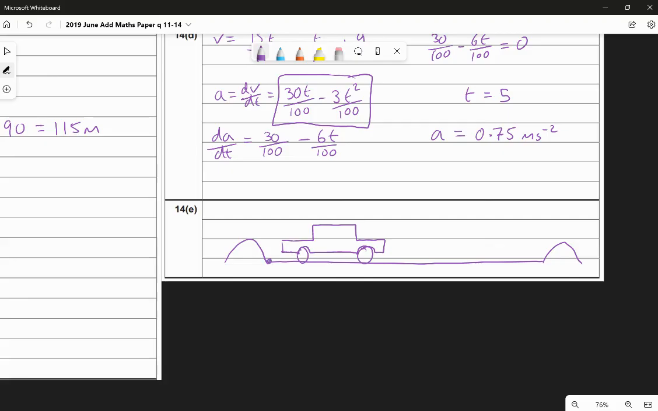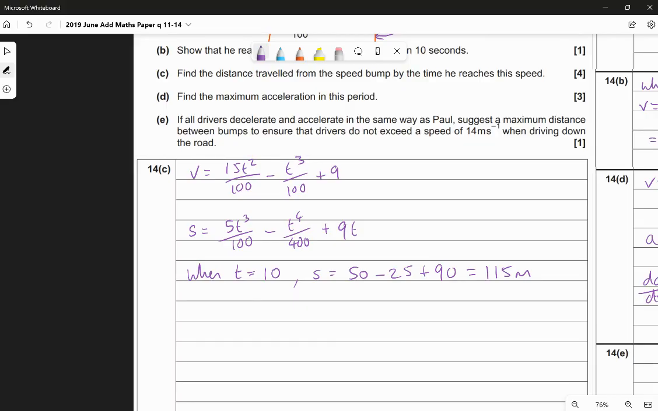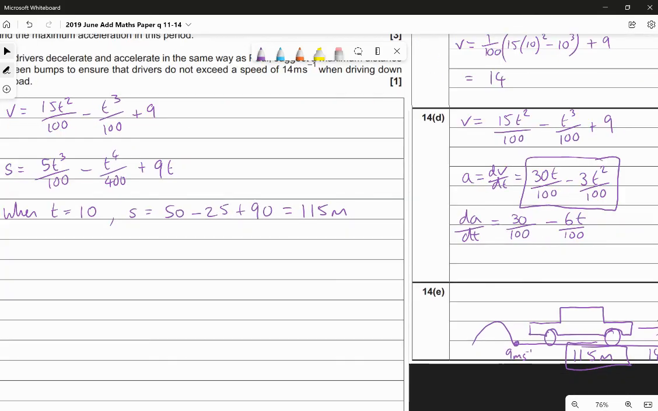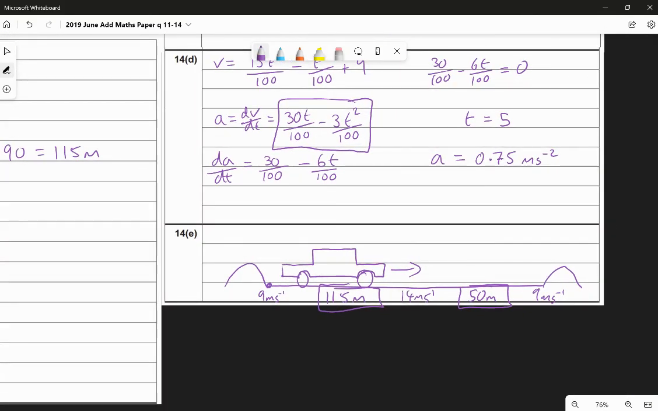So when you leave this bump and you're traveling this way, you are at 9 meters per second. You travel up to 14 meters per second, but then you need to reduce your speed back to 9 meters per second. We know that it took us 50 meters to go from 14 meters per second to 9 meters per second, and we knew that it took us 115 meters to get up to 14 meters per second. So this question is simply, if everyone does what Paul does, what's the maximum distance between bumps? Well, 115 plus 50, 165 meters.